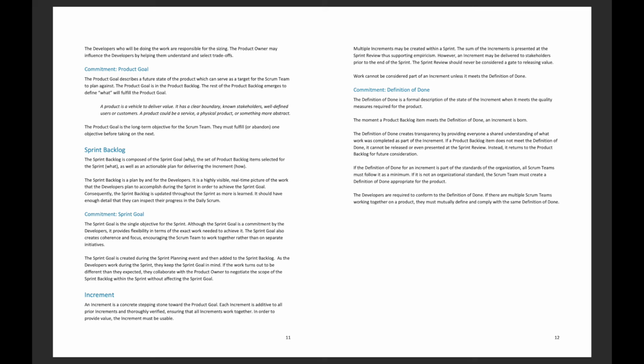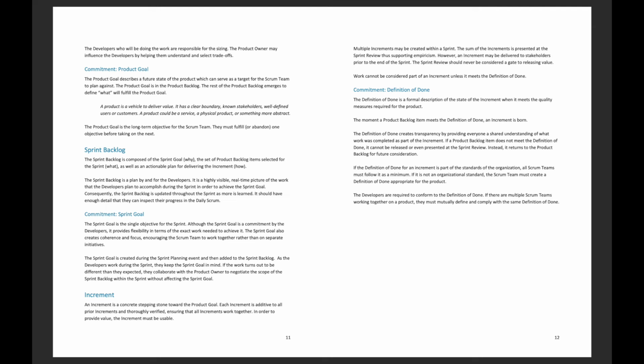A product is a vehicle to deliver value. It has a clear boundary, known stakeholders, well-defined users or customers. A product could be a service, a physical product, or something more abstract. The product goal is the long-term objective for the Scrum team. They must fulfill or abandon one objective before taking on the next.